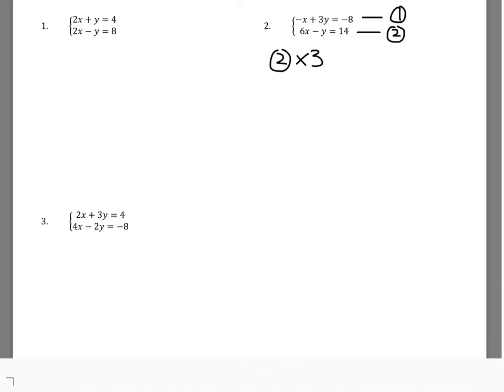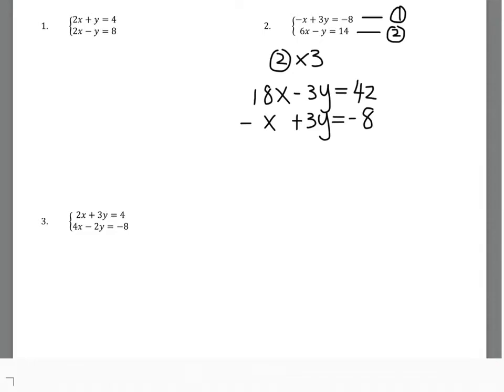So 6x times 3, I have 18x. -y times 3, that's -3y. 14 times 3, I have 42. So take another look. This equation that I just wrote is simply multiplying my second equation by 3. Then I'm going to copy down the first equation so that it's easier for me to do the calculations. I have the equations side by side.